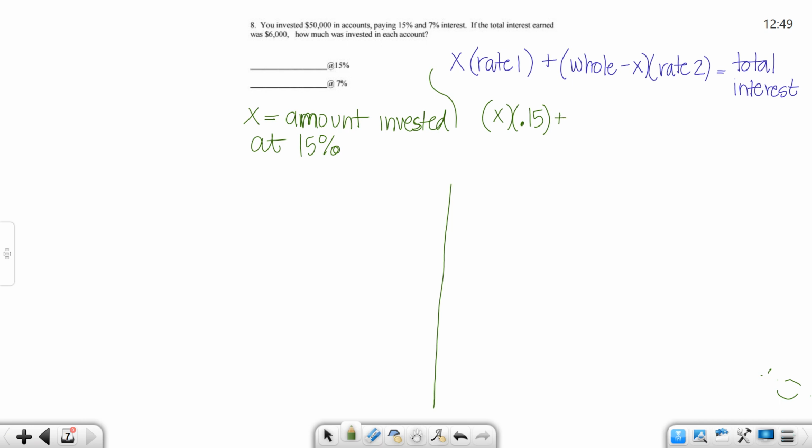Okay, remember whole is your big number. So this would be 50,000 minus X times the second rate, and the second rate is 7%. 7% is 0.07. Your total interest is your small number, which is 6,000. And that's how it would set up.